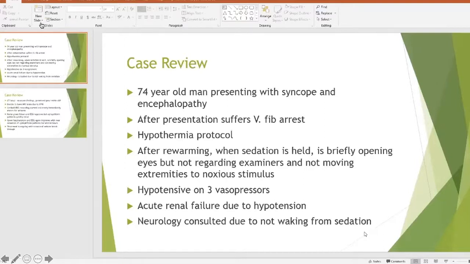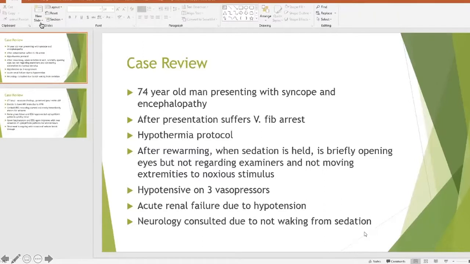So this is actually a patient who I'm actively treating at this time. It's a 74-year-old man who came in several days ago. He had a syncopal episode and was confused, but was at least interactive in the emergency department. And then at some point after his admission, he had a VFib arrest. He was resuscitated and put into hypothermia protocol. He went through rewarming and was on propofol, but whenever they got to target temperature and they began to hold his sedation, he was not interacting with examiners at all.